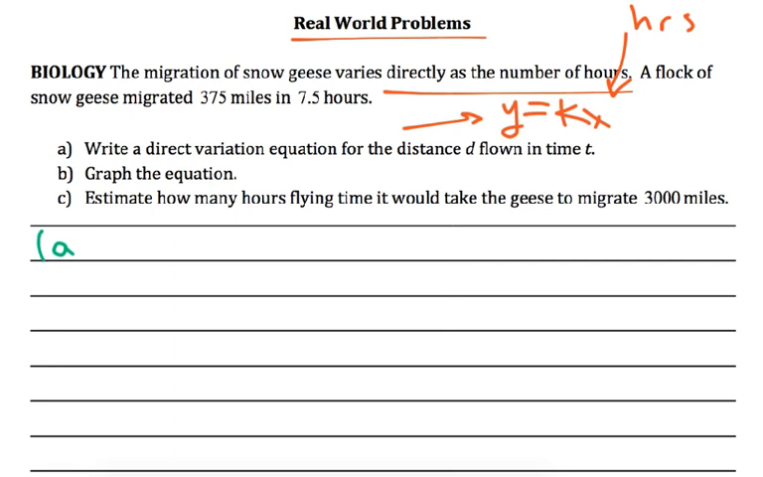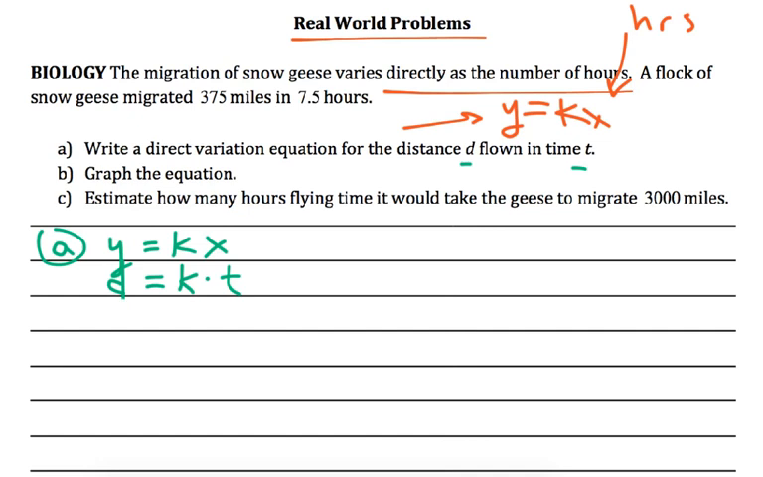So even though A gives us specifics to use D and T, let's write y equals kx, because we've been practicing that again and again. Well, where do D and T make sense the most? Well, I think distance is going to stand in place of y, because the distance is going to depend on the time that the geese flew. So D equals kt.